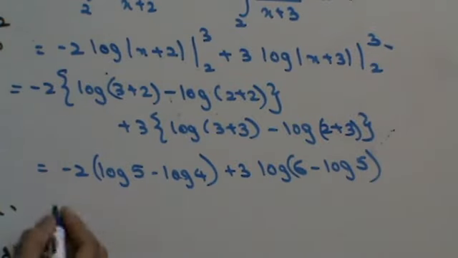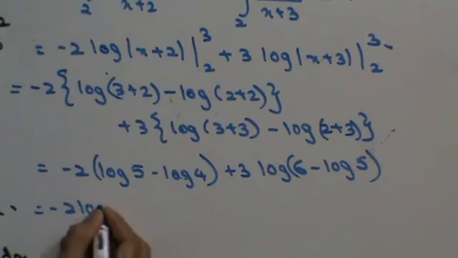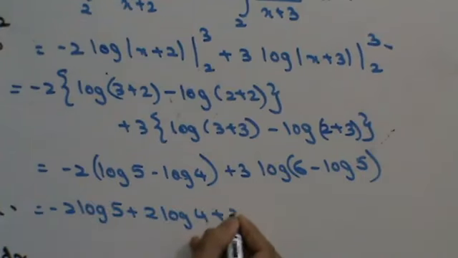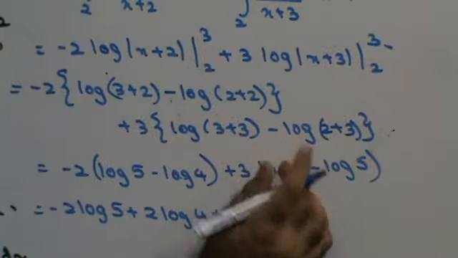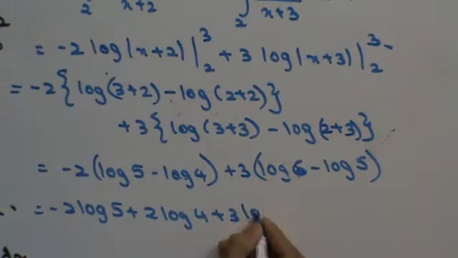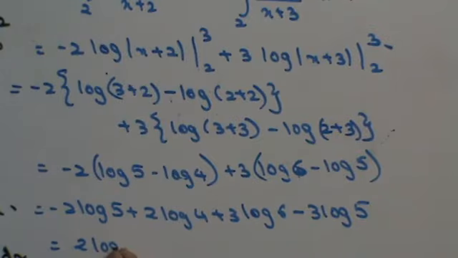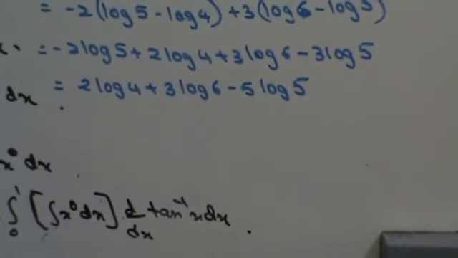Open the brackets. This is minus 2 log 5 plus 2 log 4 plus 3 log 6 minus 3 log 5. So this is going to be 2 log 4 plus 3 log 6 minus 5 log 5. Right? That will be your answer. Fine. Next, let's see the next sum, guys.